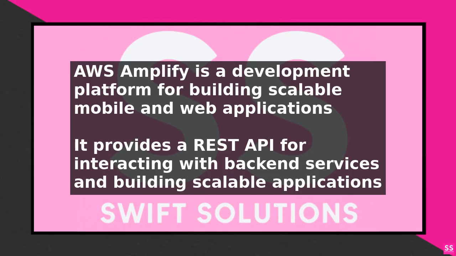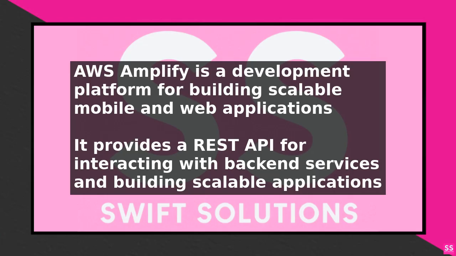Setting up AWS Amplify. To get started with AWS Amplify, you need to set up an AWS account and install the Amplify CLI. Once you have the CLI installed, you can create a new Amplify project and initialize the REST API.